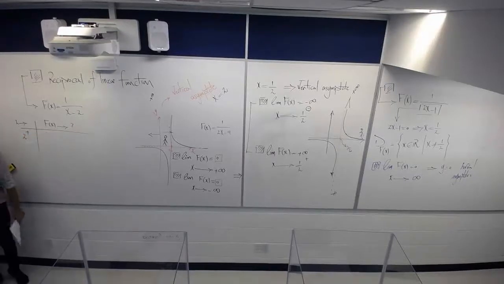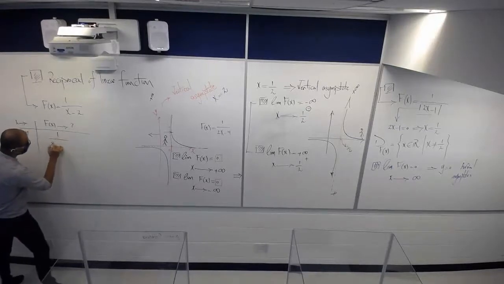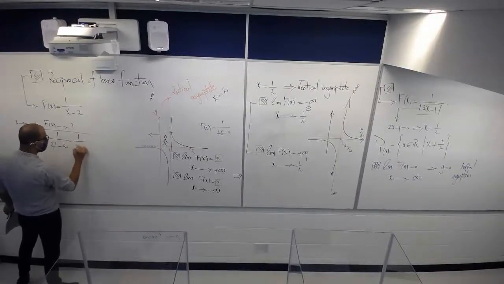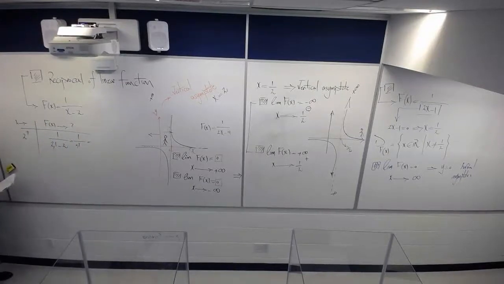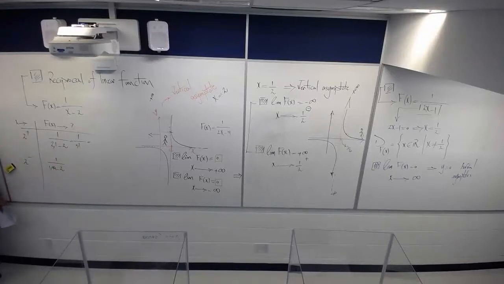You come up with an example. You say 2.1 minus 2, so it becomes 1 over 0.1, which becomes something. You put it in a calculator. How about if x goes to 2 minus? It means you find the value of the function where x is a little bit smaller than 2, for example 1 over 1.99 minus 2. You put this in the calculator and find the value.